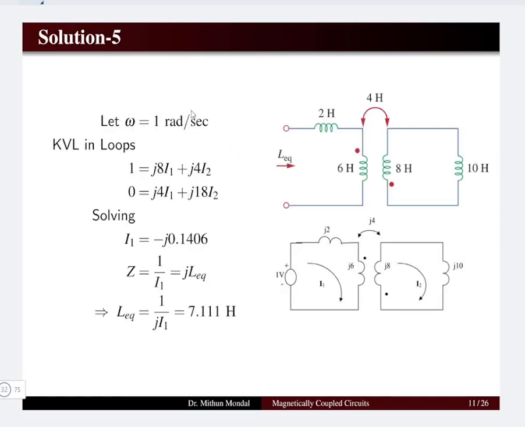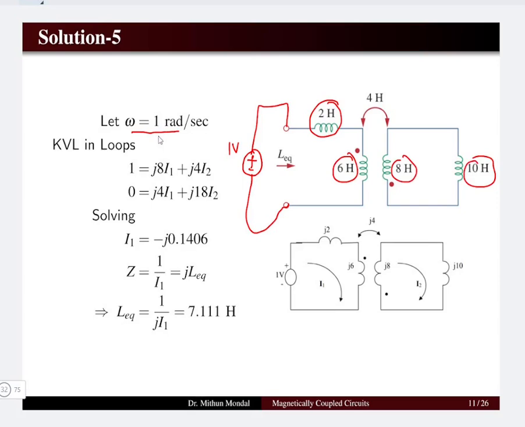Then in that case, what we can do is assume that omega is 1 radian per second, and we can connect a known source of 1 volt at the input terminal, and then we can convert each value of the inductance into the reactance form.